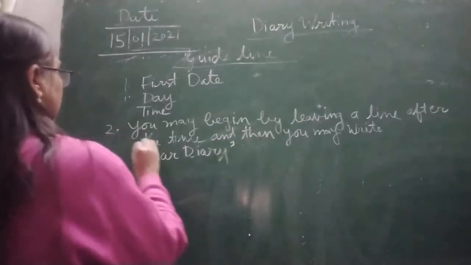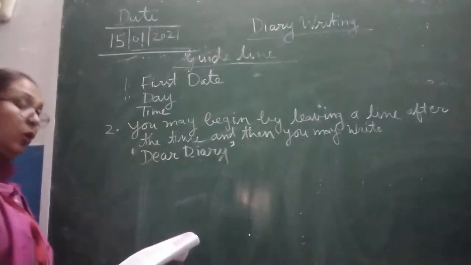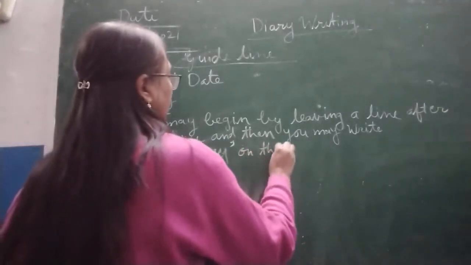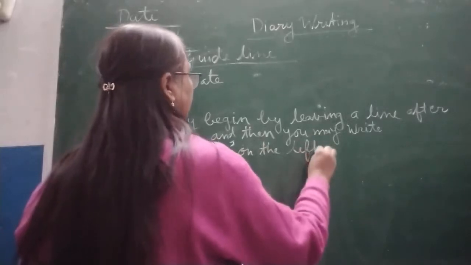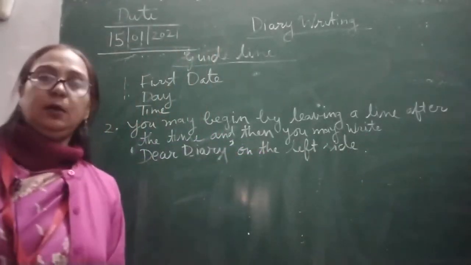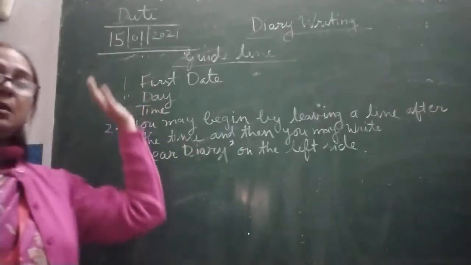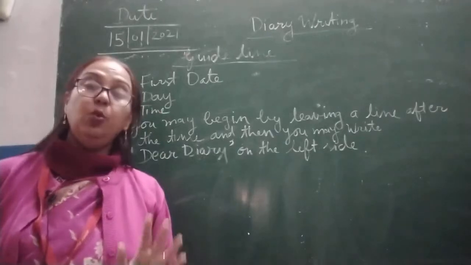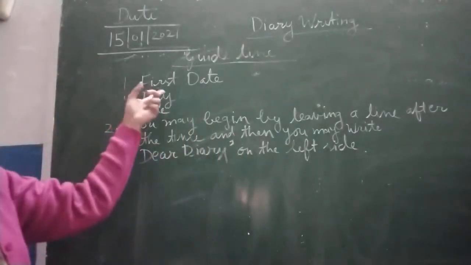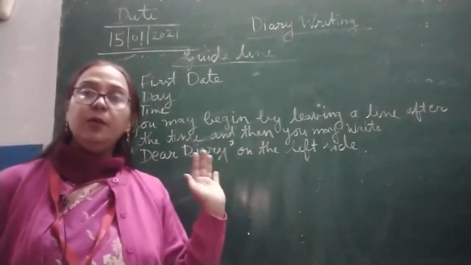Children, this is on the left side. This is very important, that everything, whatever information you are giving in the diary, should start from the left side. Don't write on the right side. Everything that you are mentioning, date, day, time, and after that, dear diary, you may leave one line.